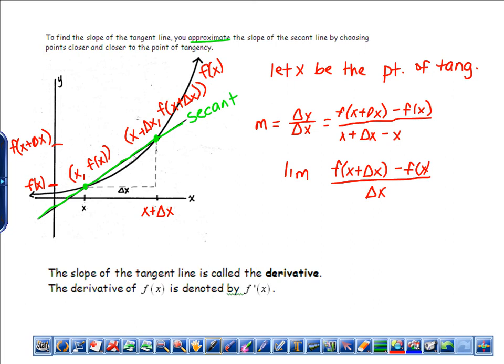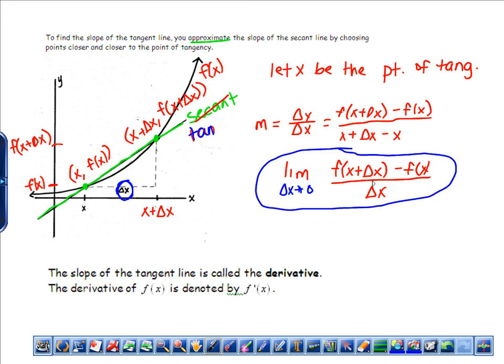In order for this secant line to become a tangent line, really, I'm going to switch to a third color here. In order for this to become tangent, what do we want to happen to this right here? We want it to get smaller and smaller and smaller. So we want the limit as delta x approaches 0 of this whole thing. I know it seems kind of weird and messy, but this should kind of look familiar.